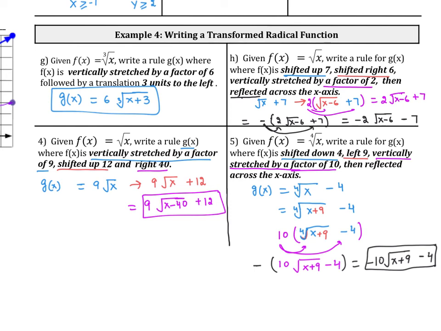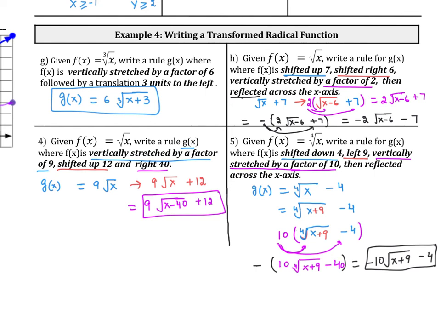Next is number 5, the g(x) that you want to write. First thing is 4 units down, outside of the function, 4 units minus. Left 9, inside you're going to add 9. Vertically stretched by 10 means you multiply 10 with the whole function. And when you multiply by 10, you get 10 times the 4th root of x plus 9, and 10 times 4, and this should be 40 actually. So that's going to be 40.